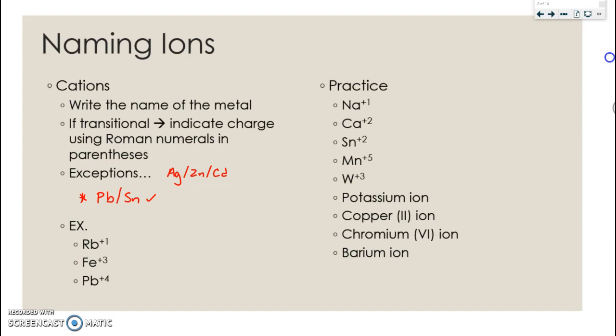Okay. Let's name these examples and then you'll try some. So Rb is rubidium. It's not transitional, so it doesn't need a Roman numeral. Fe is iron. And because of the positive 3, it's going to be iron 3. And lead, we said, does need a Roman numeral, and that +4 makes this a 4. Please pause the video and try these practice problems.